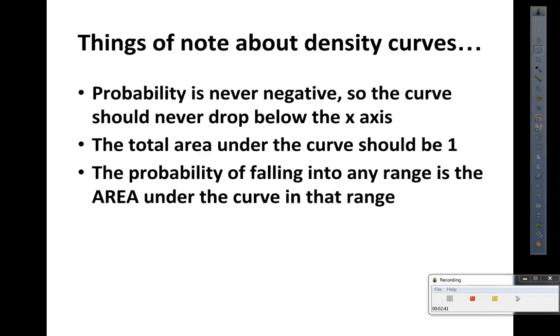So if I'm going between 2 and 4, I just have to find the area under the curve between 2 and 4. Now don't get scared. Again, no calculus. You're either going to have to calculate it from a rectangle, or we're going to use the normal model, which is a few sections down the road from this one.